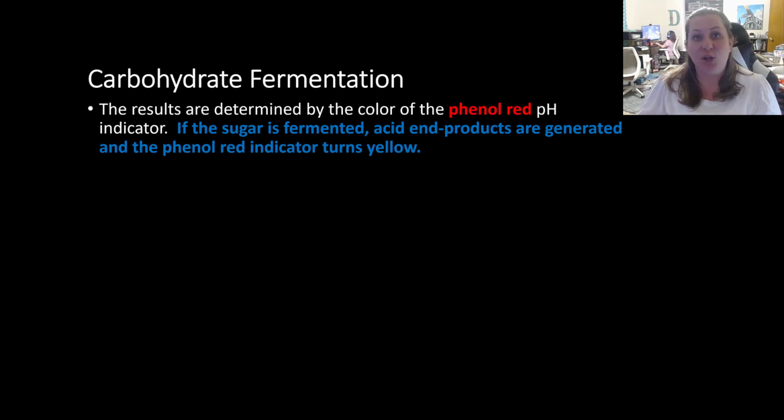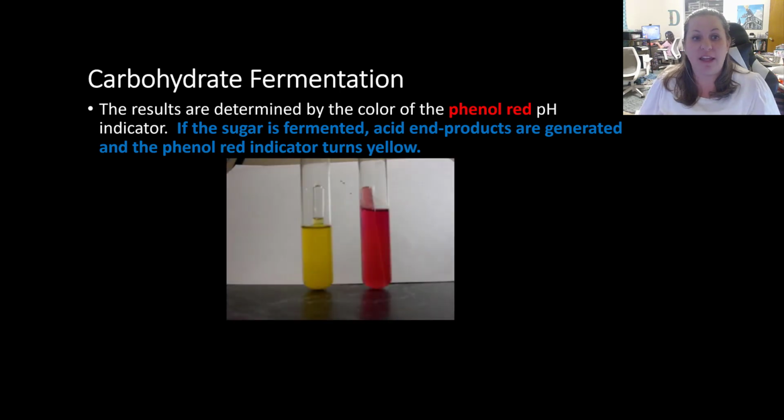When acid is produced, it changes the phenol red to a yellow. So when an acid is produced due to fermenting the sugars, it's going to change from the red color to the yellow color. If we take a look here, you're going to see that we have yellow versus red. Red is a negative test, whereas yellow is a positive test.